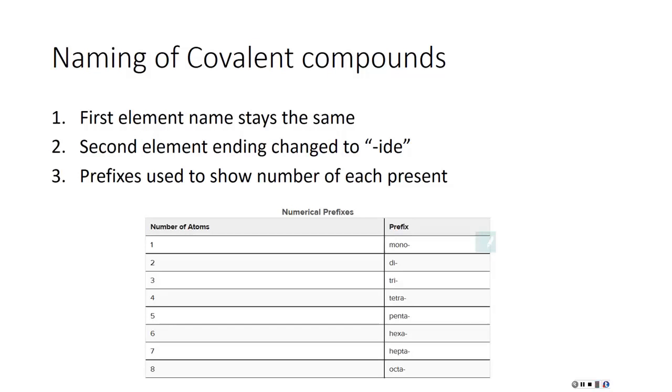Okay, P3S, this one is going to be triphosphorus monosulfide. You said, or you could just go sulfide. No, you have to use mono in this case because it's the second one. Okay, you always use mono on the second element.